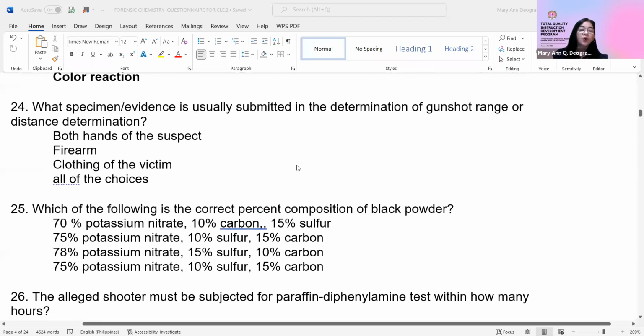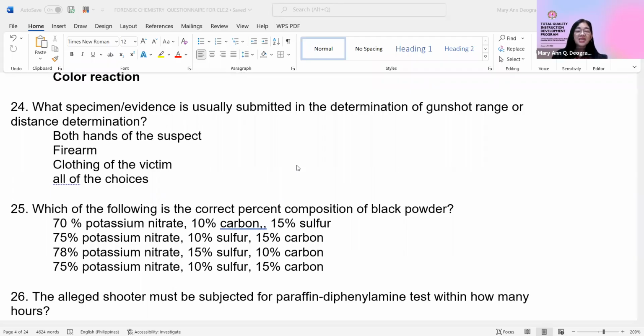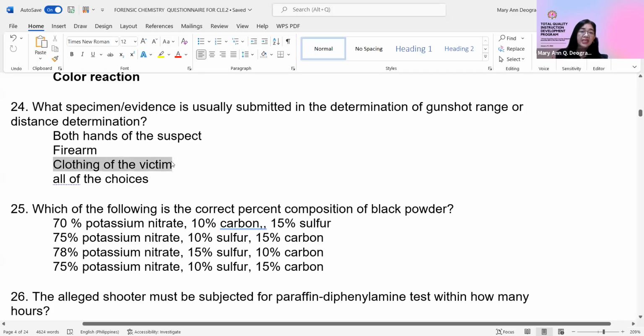Next, what specimen or evidence is usually submitted in the determination of gunshot range or distance determination? Probable gunshot range. Is it both hands of the suspect? Is it a firearm? Is it the clothing of the victim? Or lahat ng choices natin? Okay, yes, it's the clothing of the victim. So this is submitted for probable gunshot range, yung clothing.